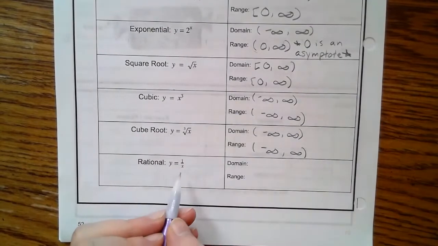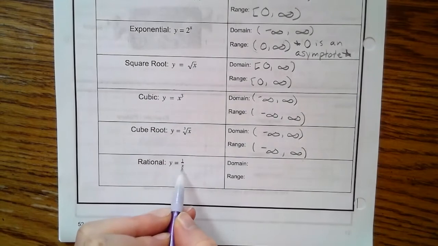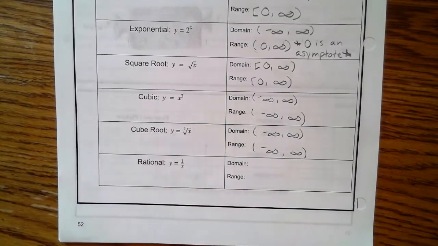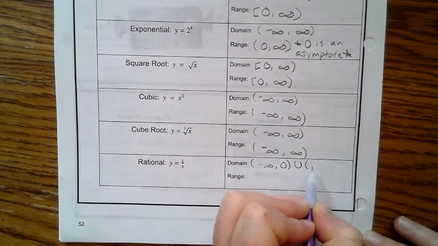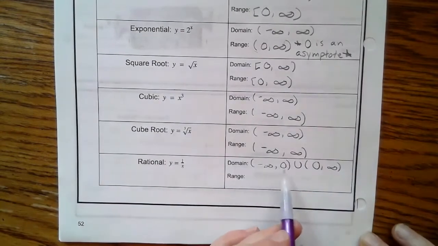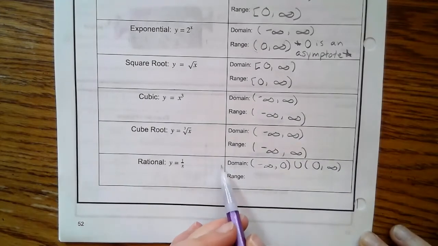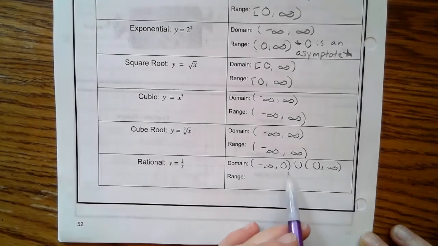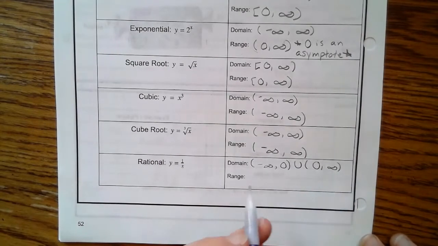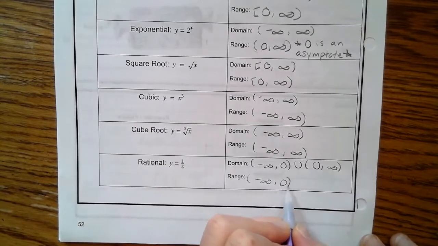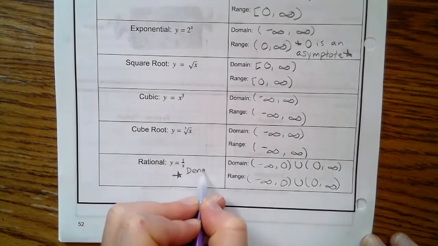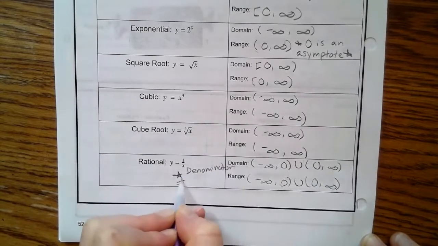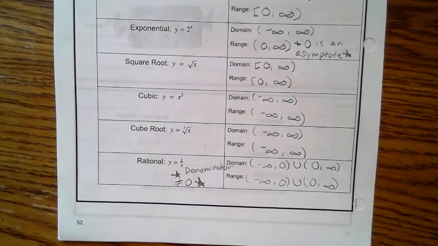So with rational functions, I cannot have my denominator be 0. Otherwise, you get an error on your calculator. It doesn't exist. So I can plug in every single number but 0. So this means I can plug in all of my negatives, stop at 0. I can plug in, skip 0 again, and I can plug in all of my positives. Therefore, my range will be the same. So I would just say here, denominator cannot equal 0. And that's a very big thing to remember.